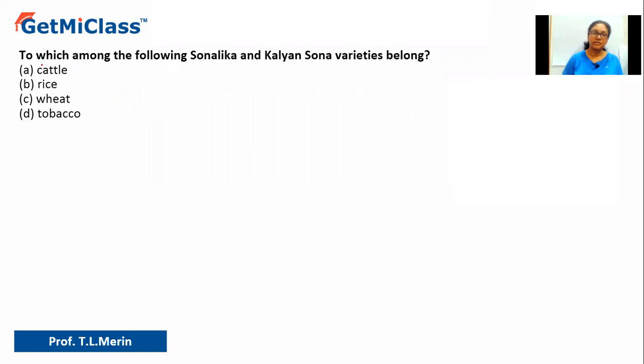So let us understand the question. It says, to which among the following do Sonalika and Kalyan Sona varieties belong? So what are these, Sonalika and Kalyan Sona? Kalyan Sona and Sonalika, these are two varieties of wheat.